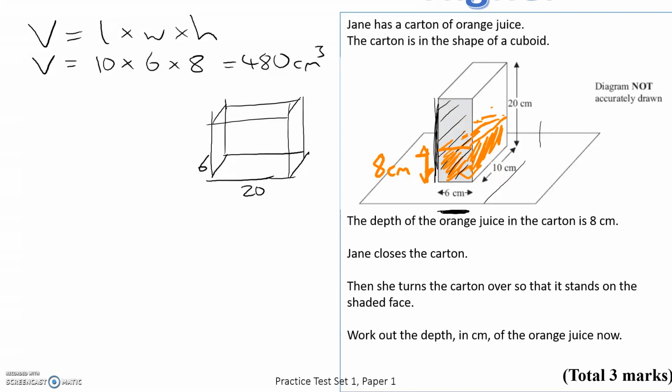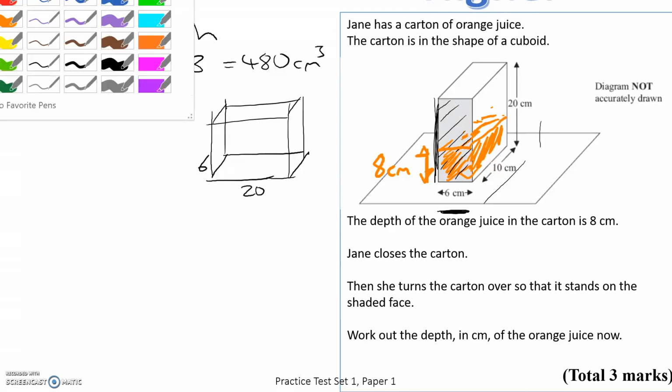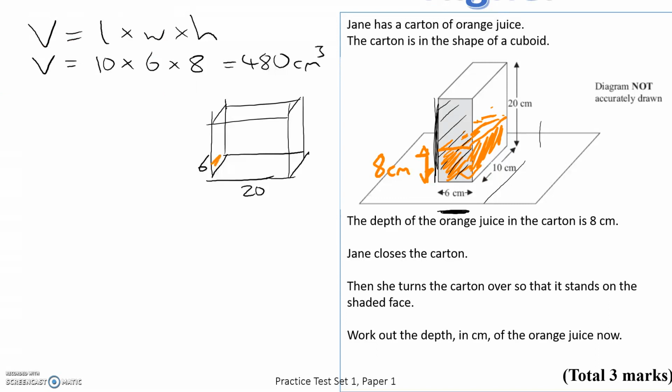Something like that. Okay, so our orange juice has now sloshed around in the bottom, and it's somewhere down the bottom of the container, and we want to know how high it now is. So it's filled up the shape of this container. Something like this. How high is it now? Let's call that H. Well, we know that the volume's still the same. The volume's 480 cubic centimetres. And how would the dimensions that we've got here make up that 480 cubic centimetres? Well, we know that the 6 and the 20 are the dimensions along the base.